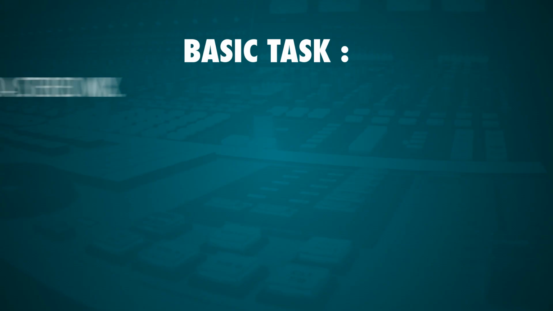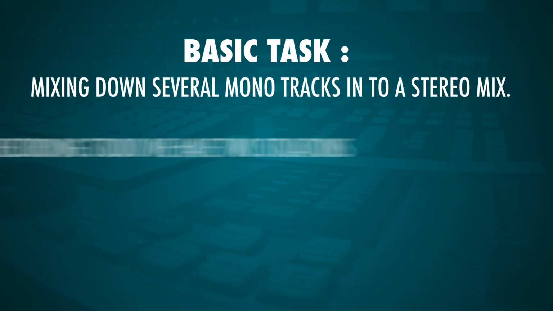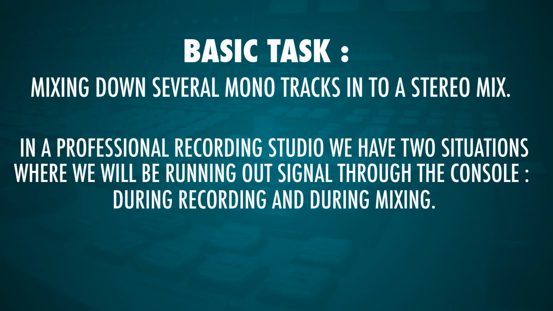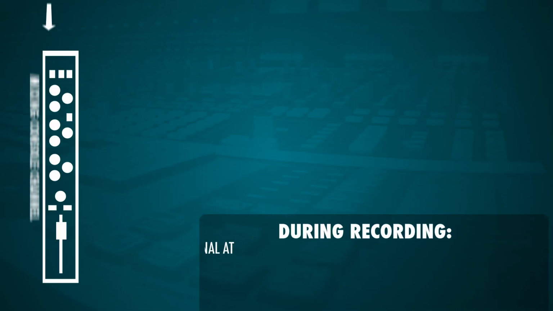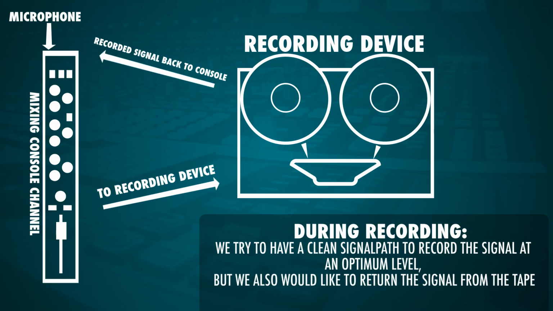The simplest task that a mixing console has is to mix down several mono tracks into a stereo track, hence the name mixer. In a professional recording environment, there will be two main situations when we'll be running our signal through the console: during the recording process and during the mixing process. During the recording process, we try to have a clean signal path and we try to record the signal at an optimum level. We also want to return the signal from the tape so that we can monitor or listen to what has actually been recorded.